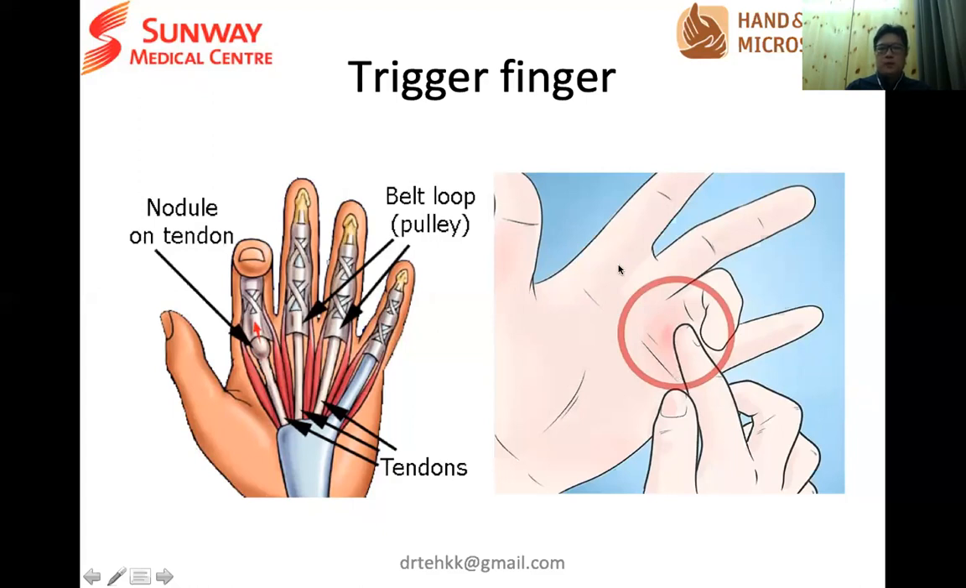So they go to the doctor. He said, I've seen the doctor, but the doctor told me nothing is wrong with my hand. He just gave me some pain medication and asked me to go home, but cannot tell me why it is painful. So this is one of the differential diagnoses.